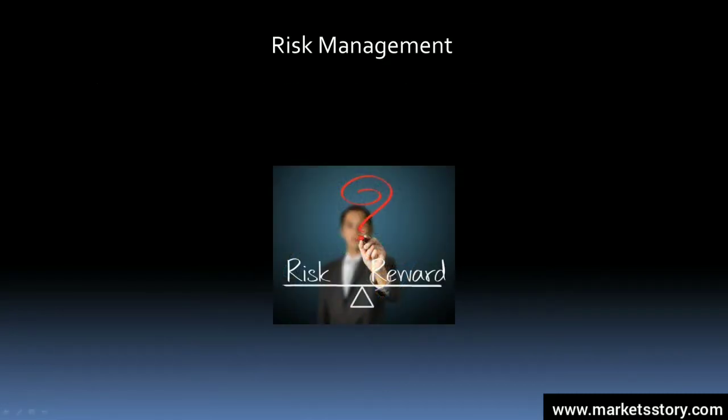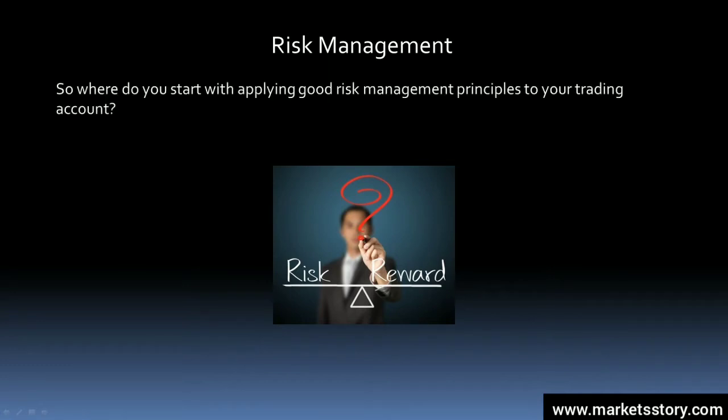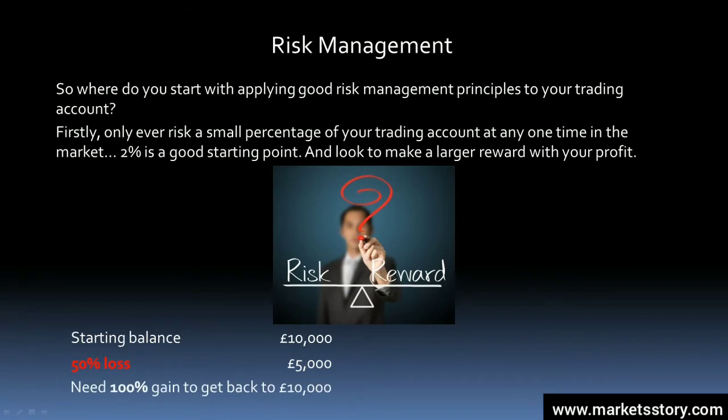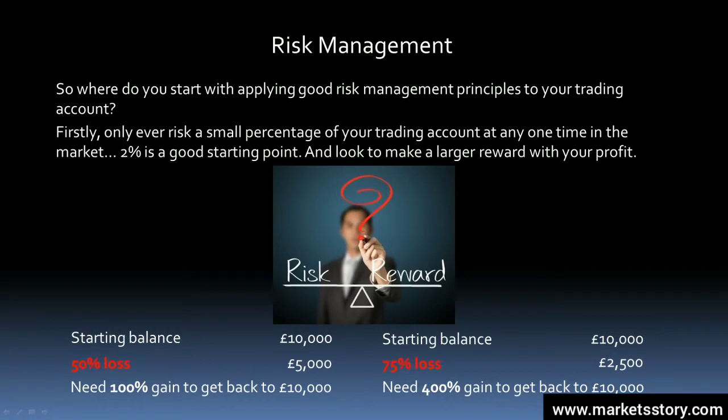So where do you start with applying good risk management principles to your trading account? Firstly, only ever risk a small percentage of your trading account at any one time in the market. 2% is a good starting point, and look to make a larger reward of your profit. To put this into context, imagine that you started trading with £10,000 and lost 50% of that equity. This brings you down to £5,000. It now takes 100% gain or £5,000 profit to bring you back to break even again. A loss of 75% of your account would bring you down to £2,500, and you'd then require a 400% return just to get back to break even.